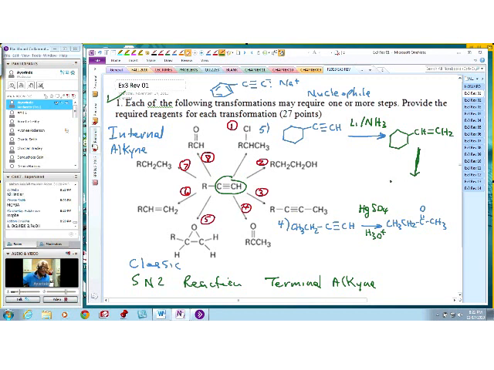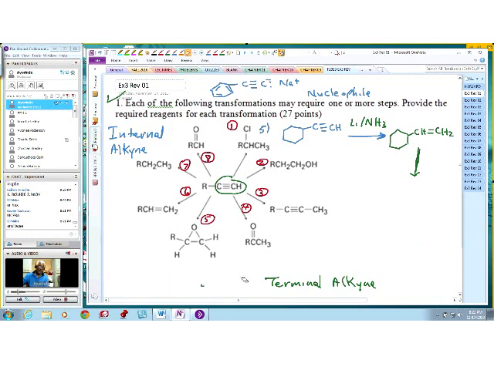Anybody has an idea? Okay, MCPBA, excellent. And somebody said bromine water followed by sodium hydroxide, excellent. Both of those are correct. That is what you need to do. You need to know your reagents. Once you know those reagents, these things are very, very easy.